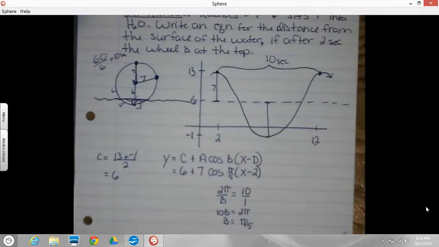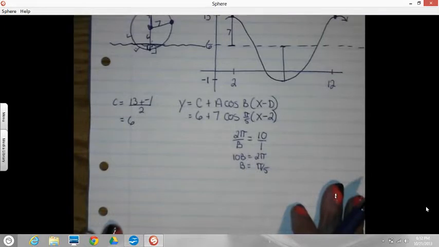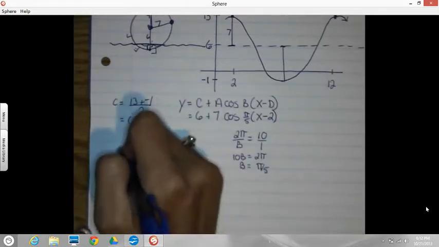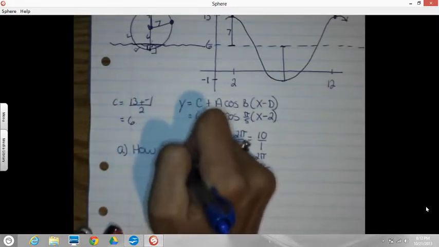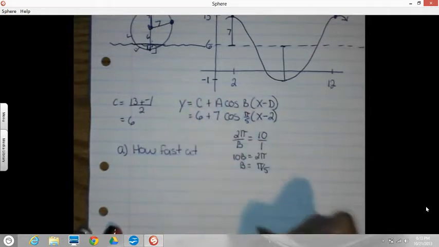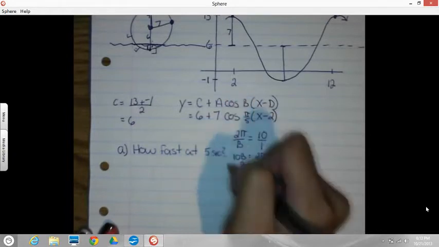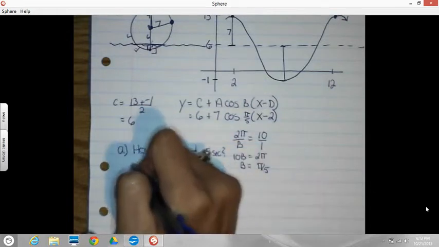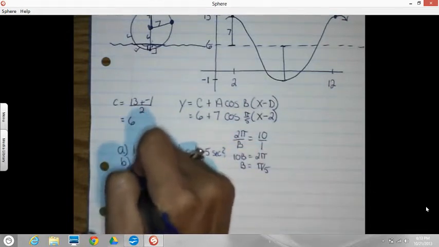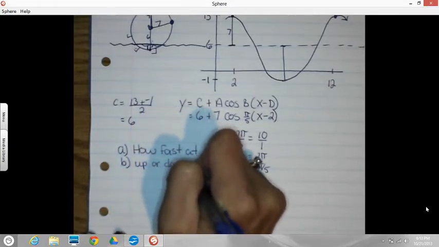All right, what kinds of questions do I have here? Okay, same thing as before. Let's go, how fast is that point moving at, let's go, 5 seconds. And is the point on its way down toward the water, or is it on its way back up? Is it going up or down at that point? Alright, so how fast?